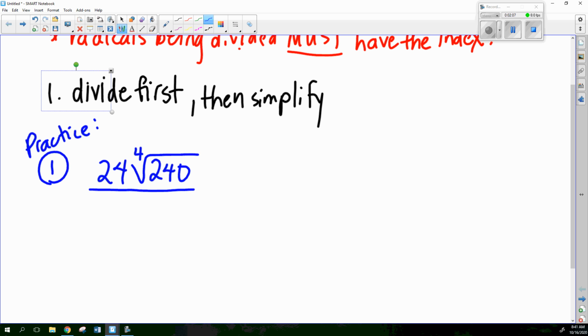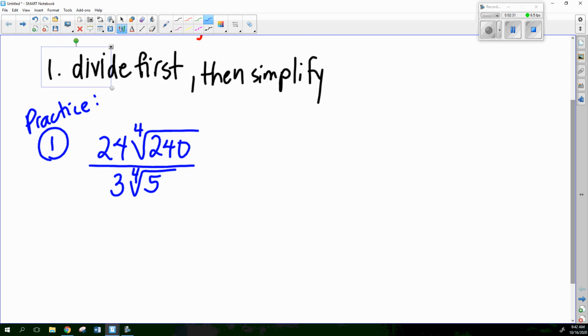I've got 24 times the 4th root of 240 over 3 times the 4th root of 5. Now again, we're just starting with constants. We will work our way up to problems with variables. Okay?